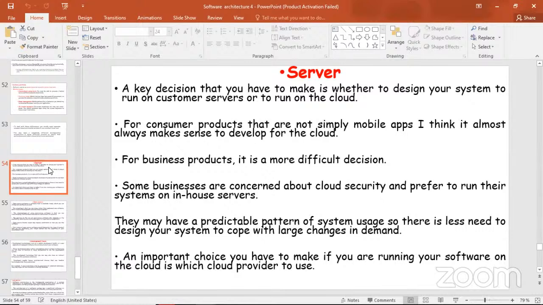Now, an important choice you have to make if you are running your software on the cloud is which cloud provider to use.